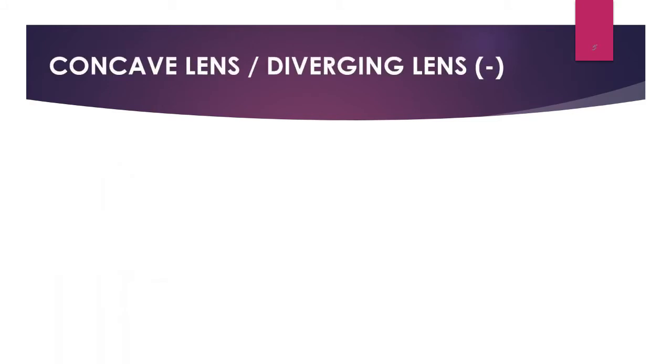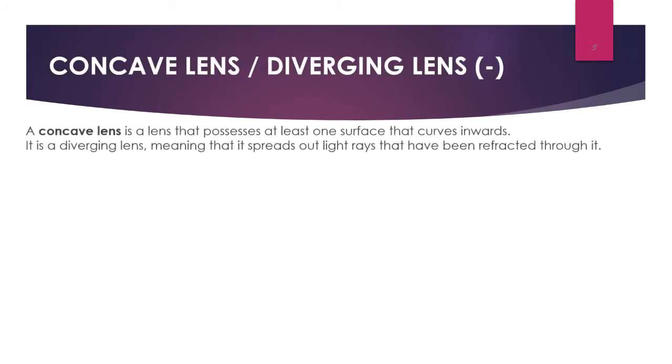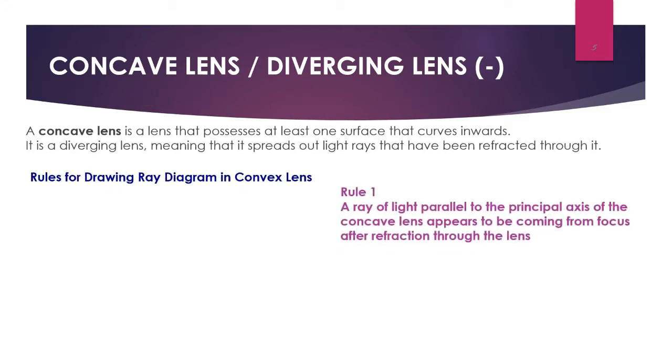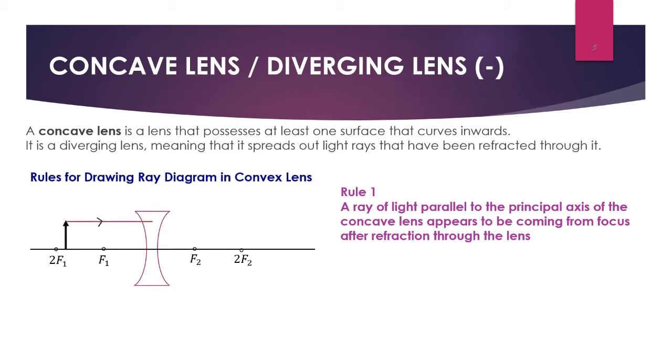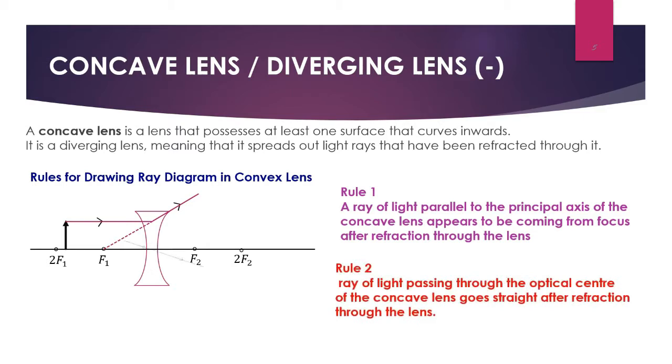Next, concave lens or diverging lens. A concave lens is a lens that has at least one surface that curves inwards. Rule of drawing. Number 1. A ray of light parallel to the principal axis of the concave lens appears to be coming from the focus after refraction through the lens. Look at the diagram. That's very clear. Rule number 2. A ray of light passing through the optical center of the concave lens goes straight after refraction through the lens.